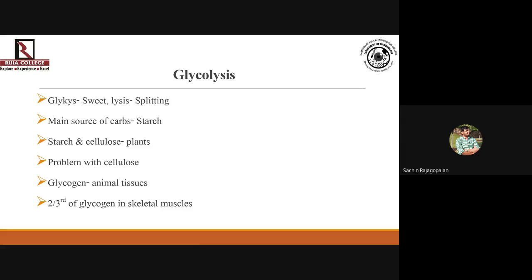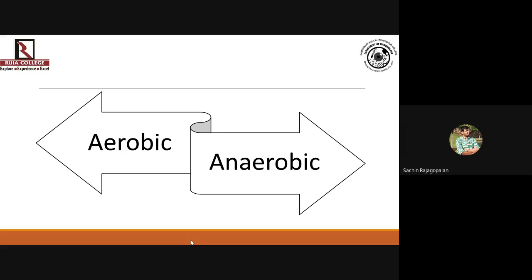Now, please understand that whether an organism is aerobic or anaerobic, glycolysis is going to be the common step in both the processes. So glycolysis is a pathway which is common to both aerobic respiration and anaerobic respiration. You can in a way say that this process is independent of oxygen. Oxygen is there or not, this process is still going to take place. So in both the processes, you will see glycolysis being the first step of respiration.